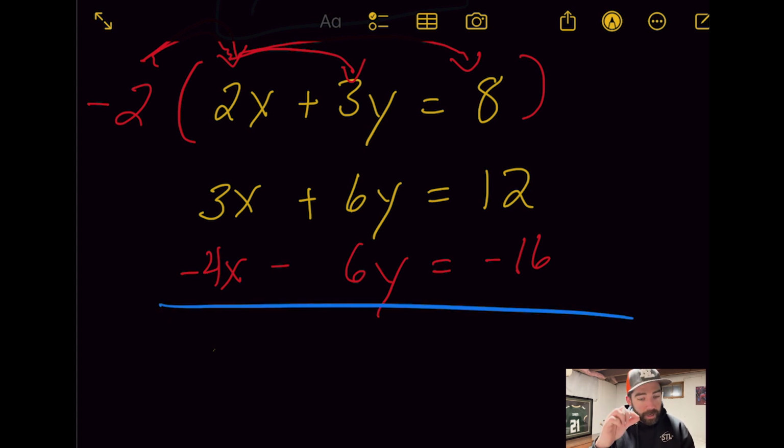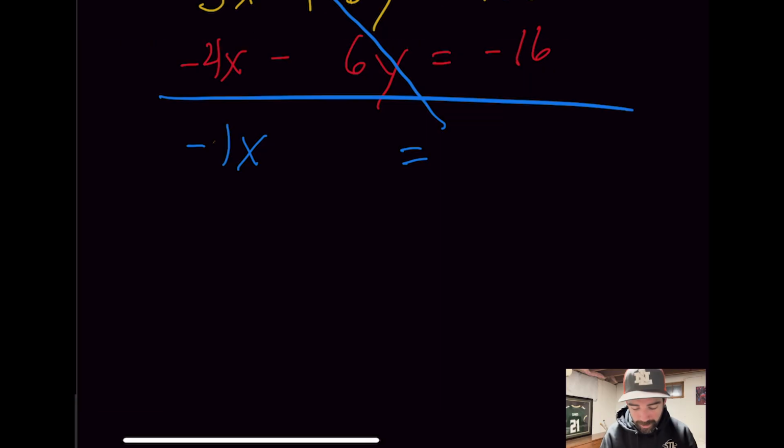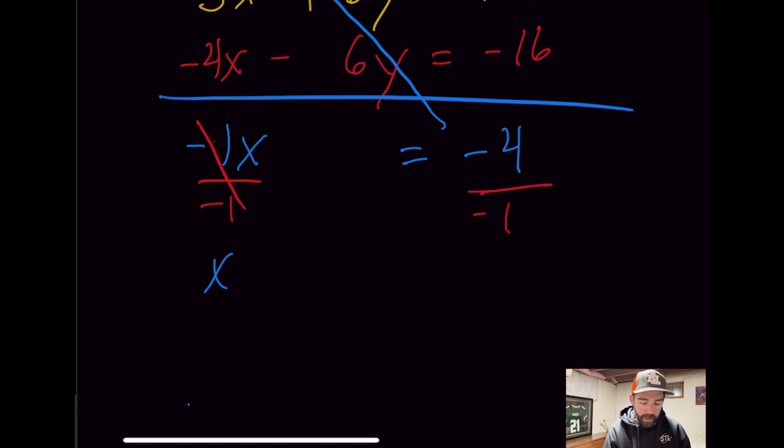Now let's take that and add them together. We are just combining them. 3 minus 4 is negative 1x. 6y minus 6y cancels out. It better, because we set it up that way. This is negative 4. So negative x equals negative 4, and if we divide by negative 1 on both sides, we get x equals positive 4. Halfway there.